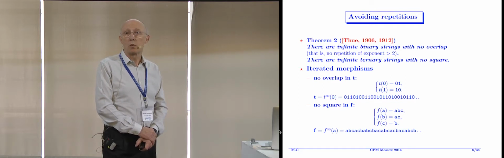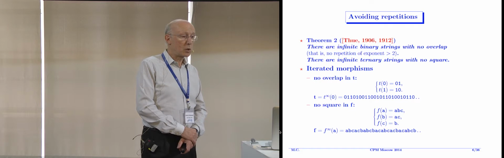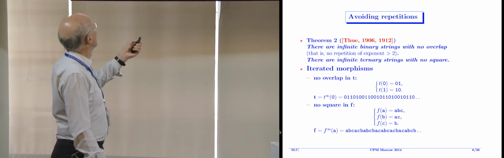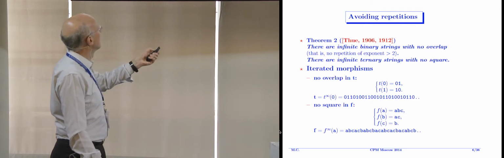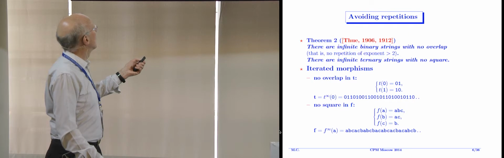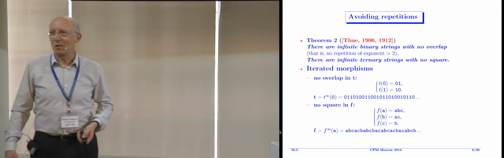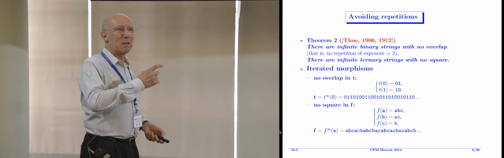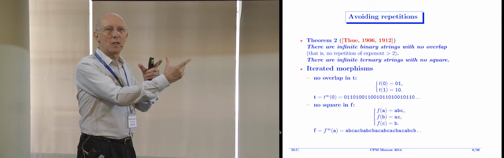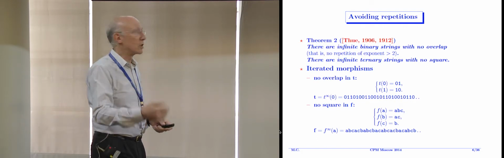And this is quite easy to prove indeed, because we have two morphisms, two substitutions. When you replace 0 by 0, 1, and 1 by 1, 0, and you iterate the substitution from 0, then you get a string satisfying the first condition. There is no overlap. No overlap means that if you take the same string occurring several times in this string, then the two occurrences do not overlap. Okay, they can be adjacent, but they do not overlap. So this is a constraint in this string.